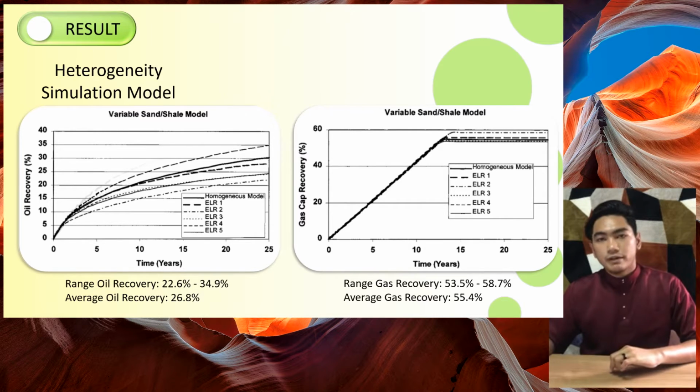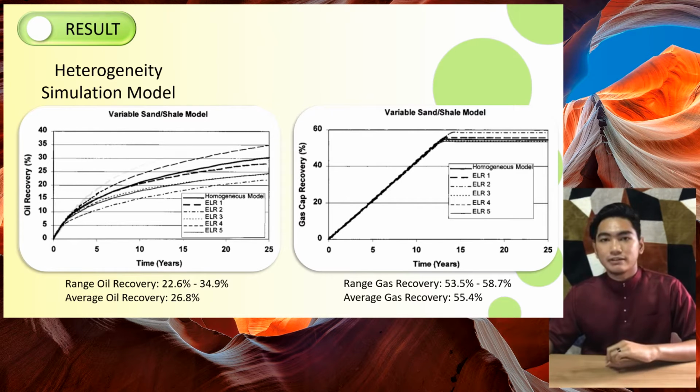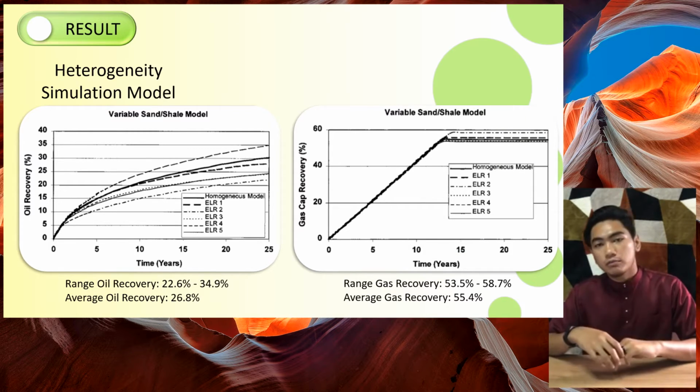Continuing to the gas cap recovery of the variable sand shale model. From the graph you can see the range is quite narrow, and the average is very close to the homogeneous case. This range and average result indicate that heterogeneity does not affect the gas recovery. As a short conclusion, for both models, gas cap recovery is relatively constant.